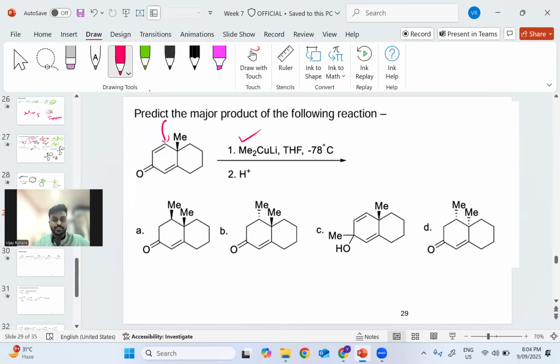So this methyl copper lithium complex attacks on position A, not on B. So we get an intermediate, and the intermediate will look like this. This methyl will remain the same, directing upward, and the incoming methyl obviously will come from the downside, because this methyl will drive the attack. So we get this intermediate, and once it is formed, what are the other options? Here there is again the double bond.